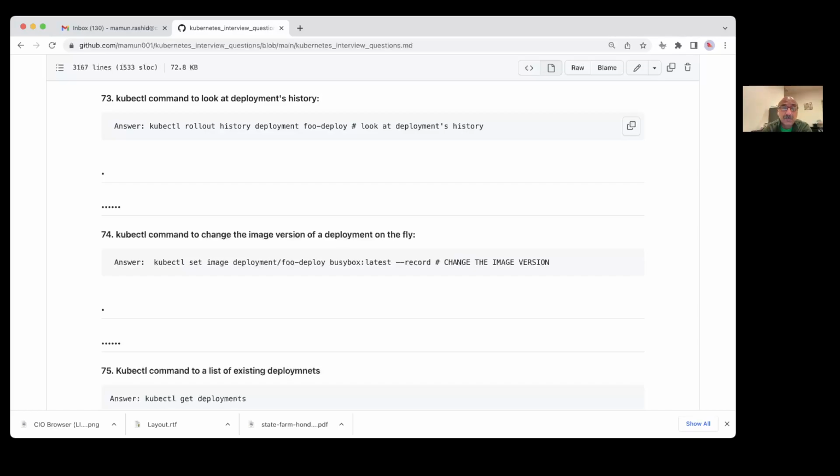So if you're dealing with deployments day to day in a Kubernetes environment, you would know this because you'd be running these commands a couple times a week.